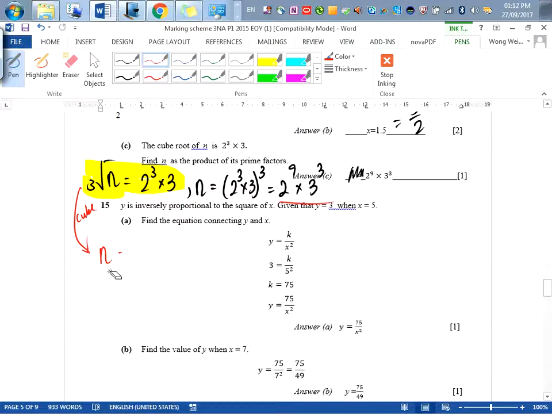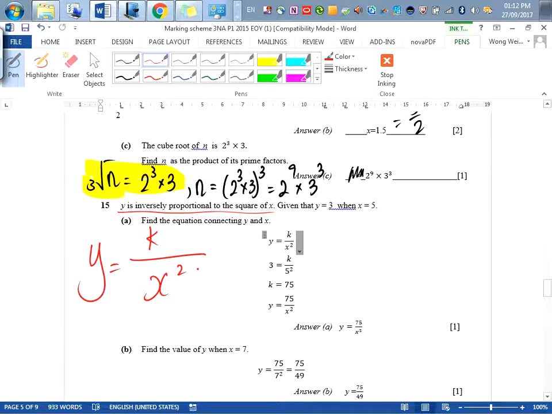Next, y is inversely proportional to the square of x. Based on this first sentence, I must be able to write down my equation. Y equals to k over x squared. This tells me y is inversely proportional to the square of x. Okay? Must be able to write this down, huh? The square over here, it belongs to the x.